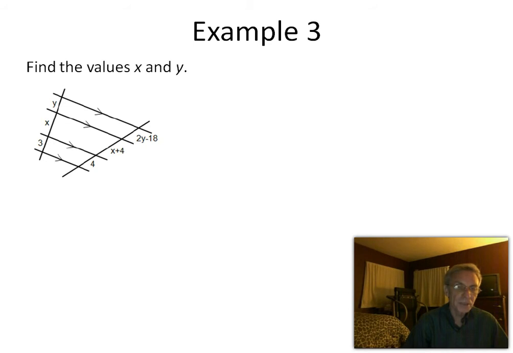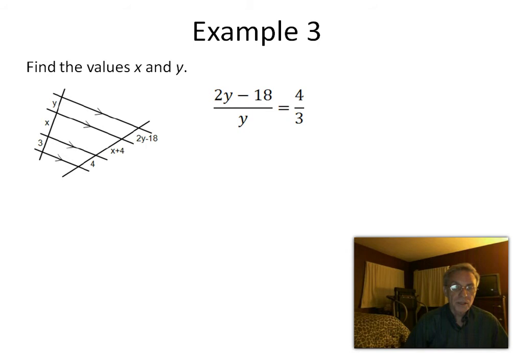Okay, so let's see what we can do. We need to find x and y. So what we have here is 2y minus 18 over y. Notice that they're relating these two values here directly across the figure is equal to 4 over 3, which are the values that we have numerically.